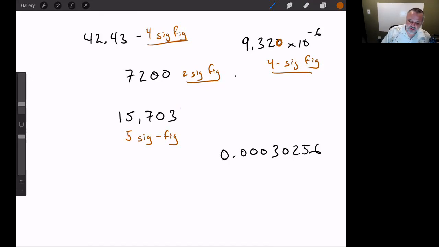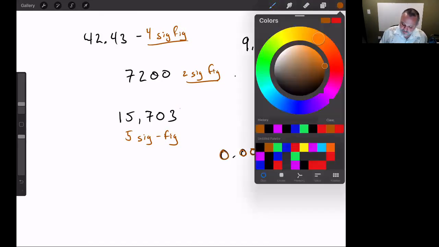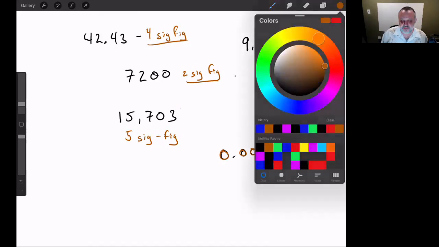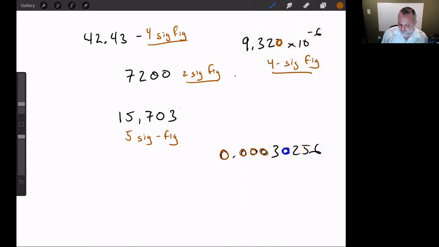0.000300256. So again, what about these zeros here? They're leading. I don't ever count leading zeros. So none of these zeros in brown count. But this other 0 between the 3 and the 2, it's sandwiched, so it counts. So I get 1, 2, 3, 4, 5 sig figs here.